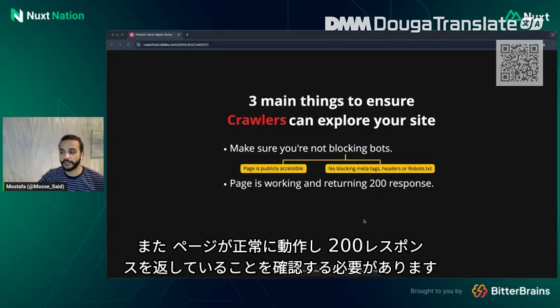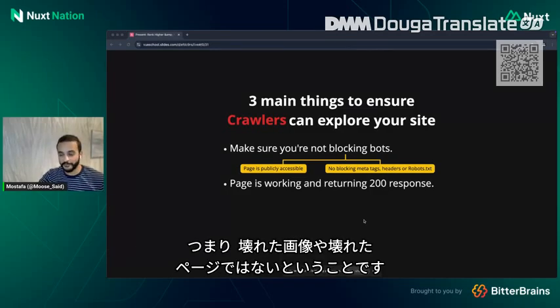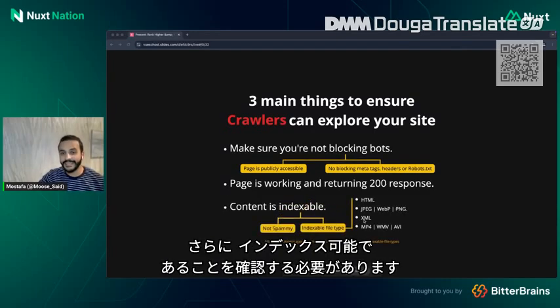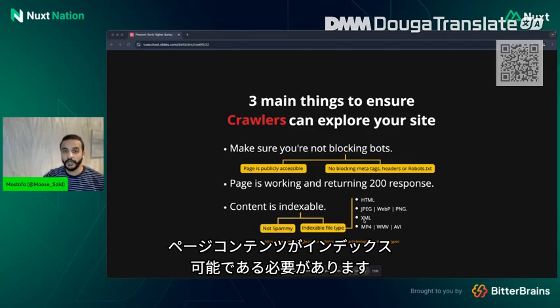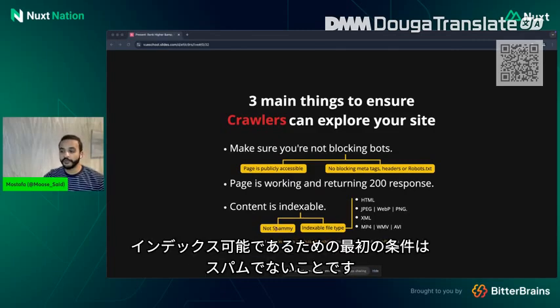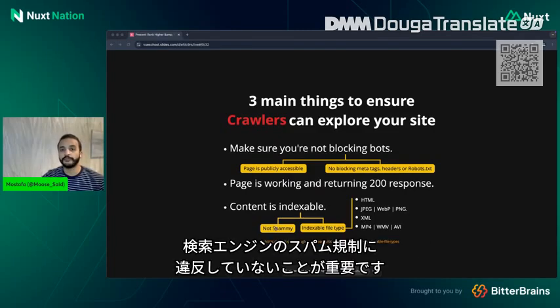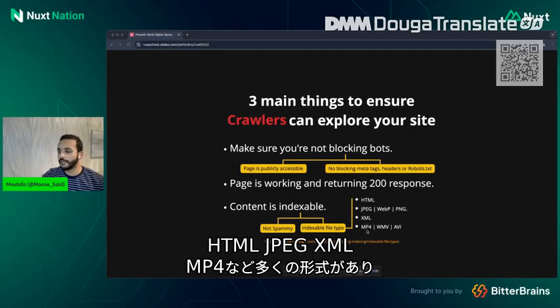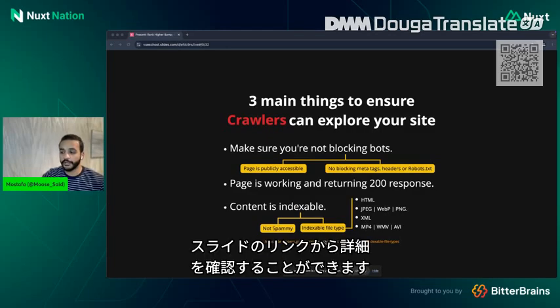And also, you need to make sure that the page is working and returning a 200 response. So it's not a broken page or something. And also, you need to make sure that it is indexable. The page content is indexable. So the first thing about indexable is that it's not spammy. So it doesn't fall under the spam regulations for the search engines. And the second thing is that it's an indexable file type, which is one of those types: HTML, JPEG, XML, MP4, and many others you can explore from the link in the slides.